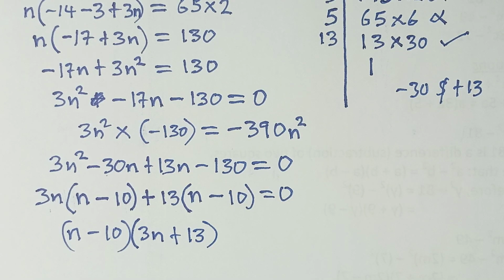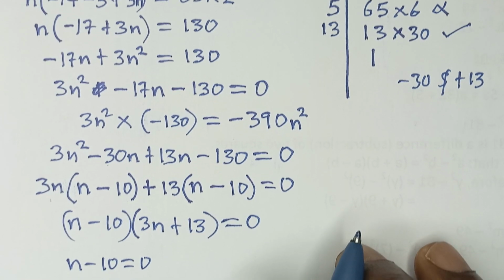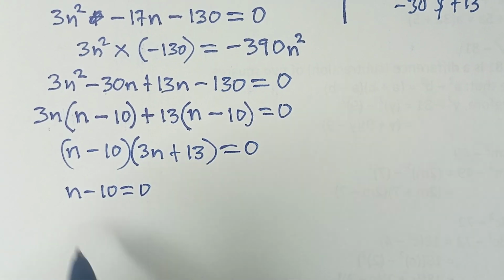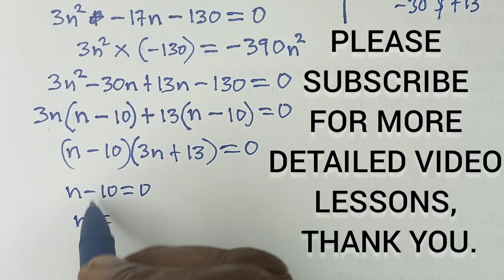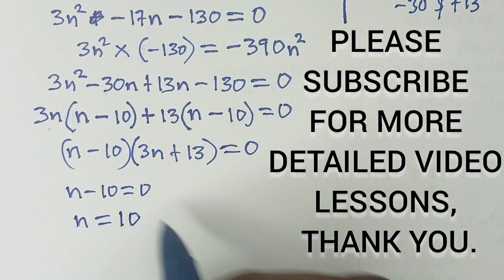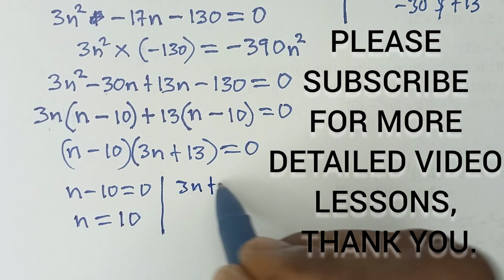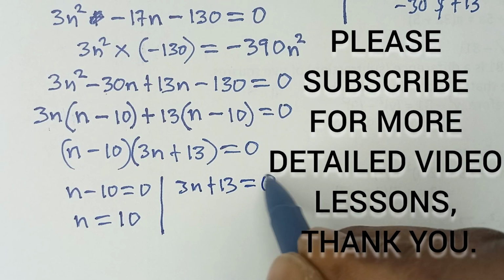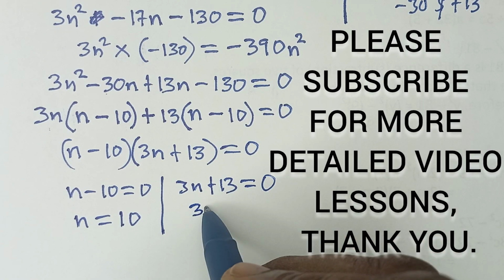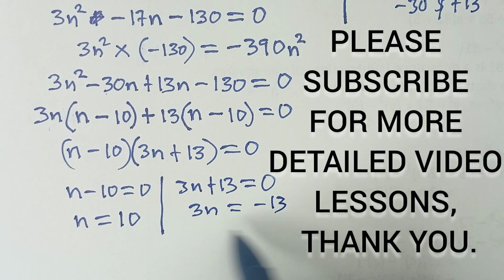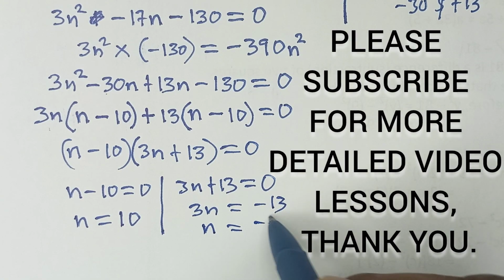So for us to solve this equation finally, we have to equate each of these brackets to 0. So n minus 10 equated to 0, that will give us n is equal to 10, since negative 10 goes across and becomes 10. And then this other part, we equate this 3n plus 13 to 0 as well. So that gives us 3n is equal to negative 13, and that gives us n is equal to negative 13 over 3.